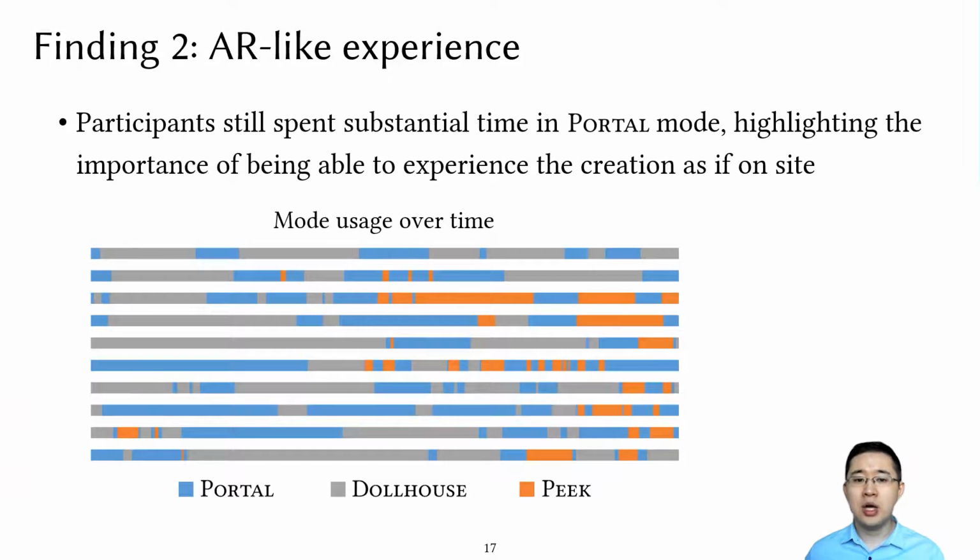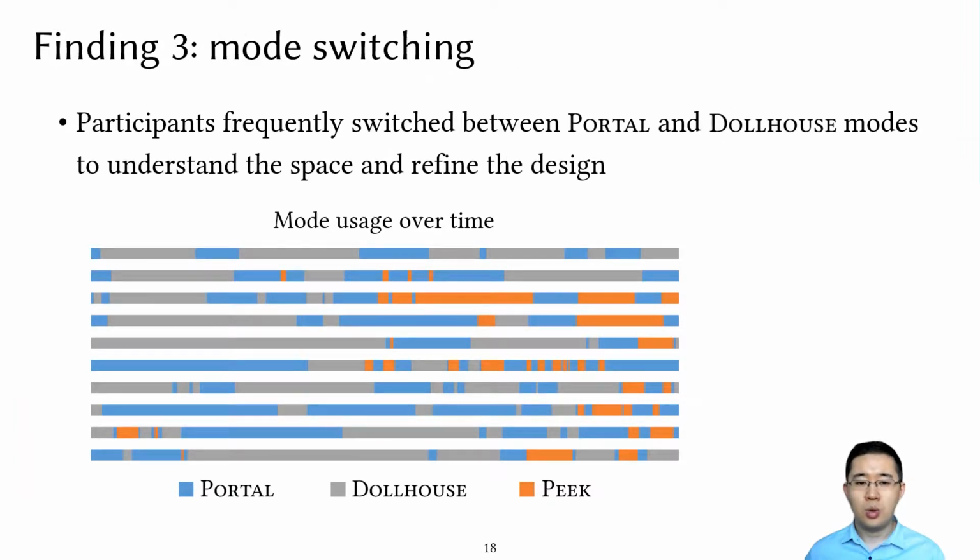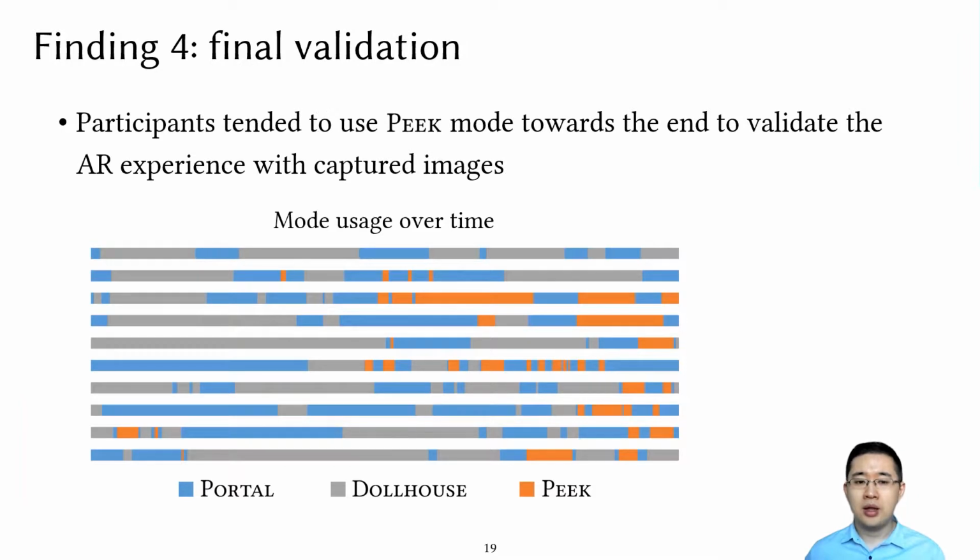For each participant, we visualized mode usage over time for the improved system. They still spent substantial time in portal mode, highlighting the importance of being able to experience the creation as if on-site. We found that participants frequently switched between portal and Dollhouse modes to understand the space and refine the design. They also tended to use peek mode towards the end to validate the AR experience with captured images.